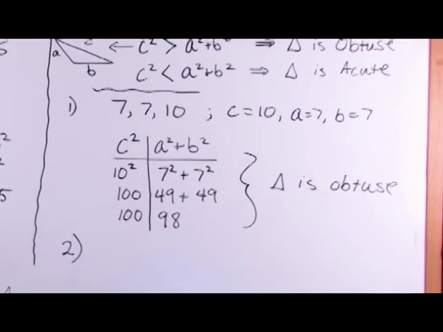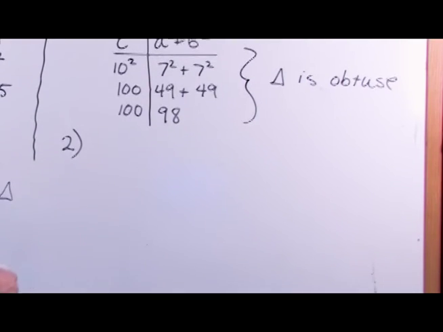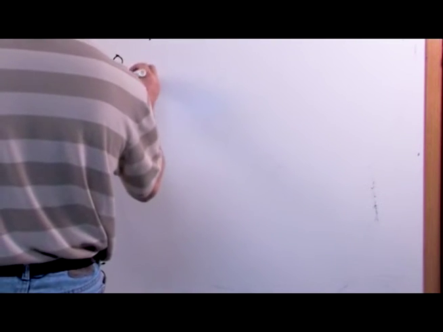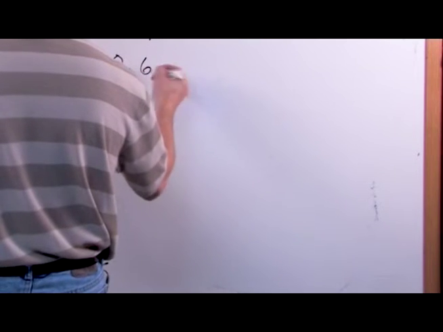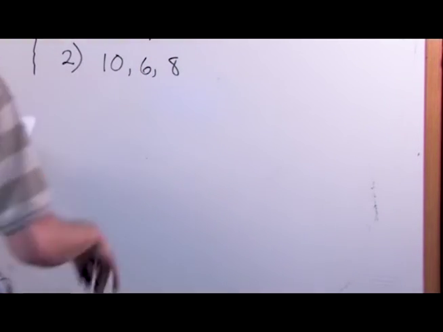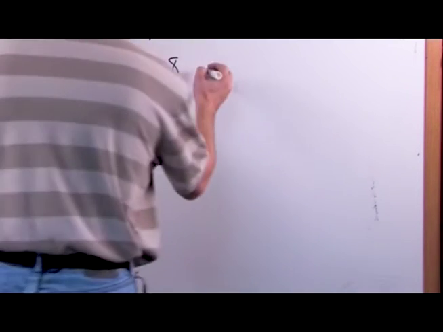Okay, next problem. You're given on a test, a triangle has a length of 10, another side has a length of 6, and another side has a length of 8. Tell me if that's an acute triangle, an obtuse triangle, or a right triangle. Well, you would do the same thing.